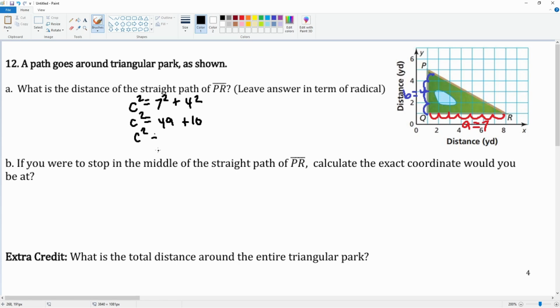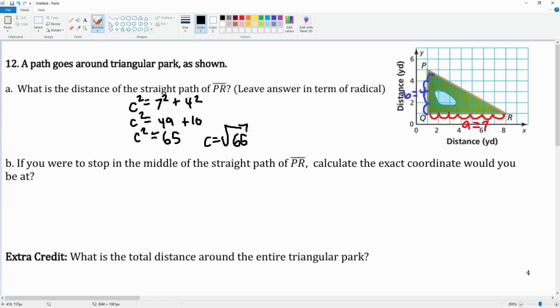C squared is equal to 49 plus 16. This is equal to 65. Square root both sides. C is equal to square root 65.